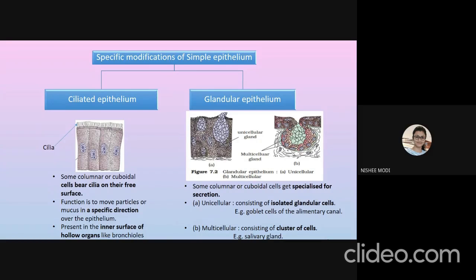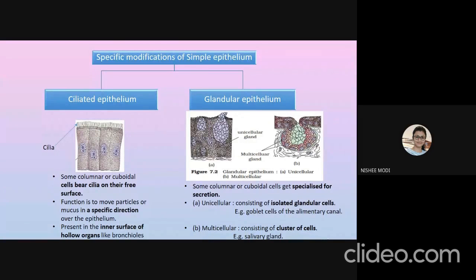Another is glandular epithelium. Some columnar or cuboidal cells get specialized for secretion. They can be unicellular or multicellular. The unicellular type consists of isolated glandular cells, which are separated. One example is the goblet cell of the alimentary canal, which secretes mucus.